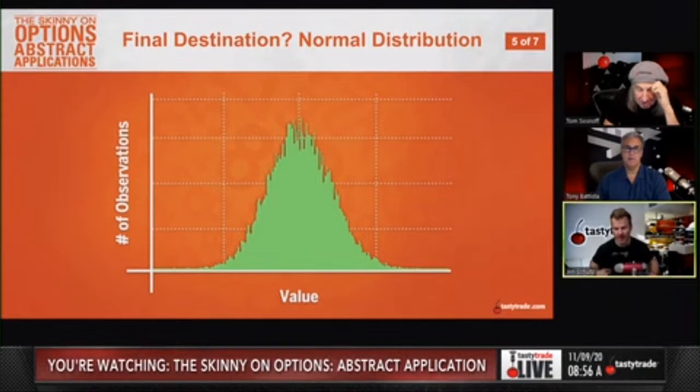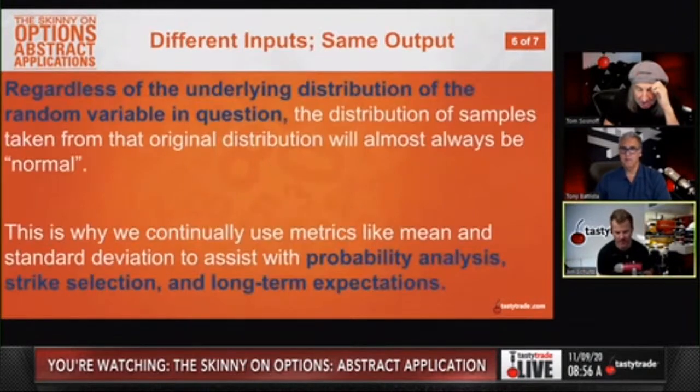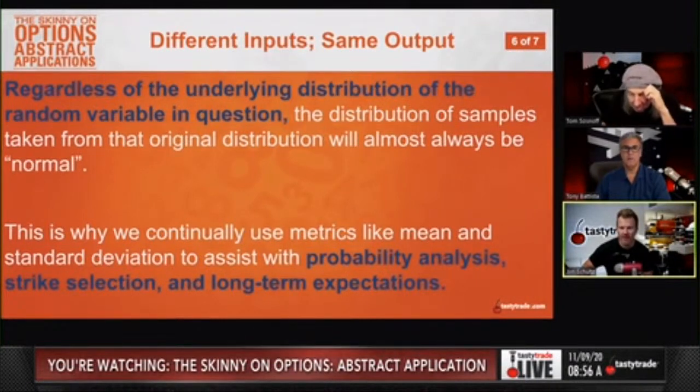And so Beth, cue us up on the next slide, and then of course I want to give you guys a chance to chime in, but I know it's been all business this morning, so we kind of had to button it up. Regardless of the underlying distribution of the random variable in question, the distribution of samples taken from that original distribution will almost always be normal.